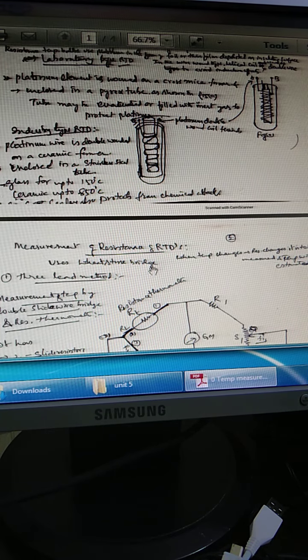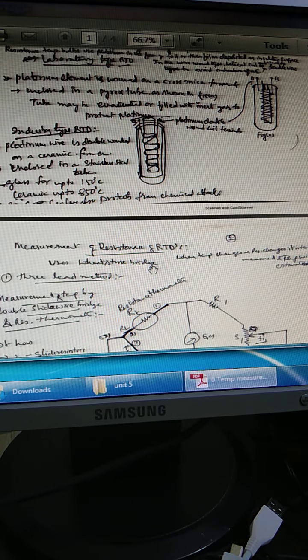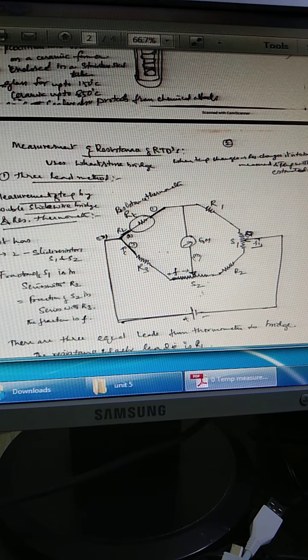The main thing in RTDs, resistance temperature detectors, is that these materials change their resistance based on the temperature value. Whenever temperature changes, their resistance changes. We have to measure the change in resistance and estimate the temperature applied to it. Therefore, resistance measurement is the important thing in RTDs. For measuring resistance in RTDs, two methods are used. One is the 3-lead method, another is the 4-lead method. First, we will discuss the 3-lead method.